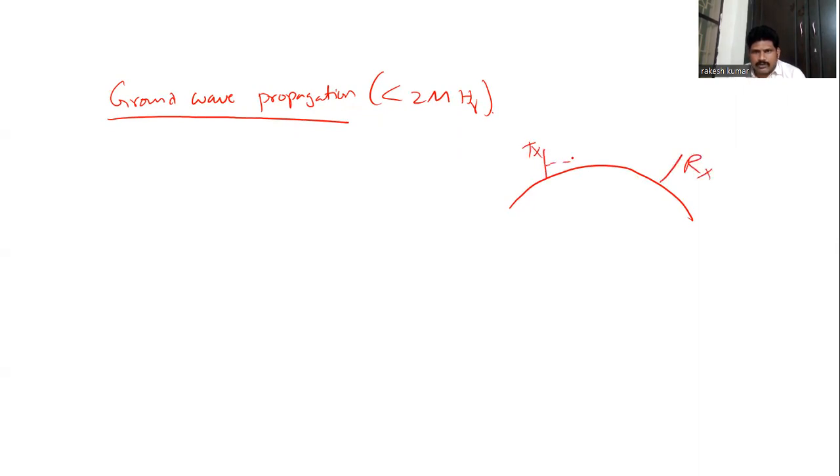This ground wave follows the curvature of the Earth surface. The ground wave or surface wave is used for broadcast and lower frequencies, that is, less than 2 megahertz. That is for medium wave, long wave, and very long waves.